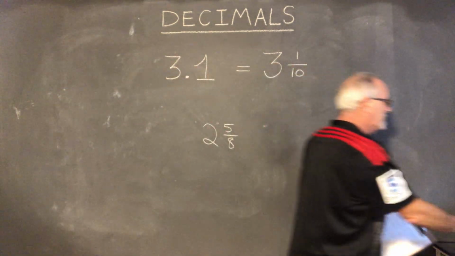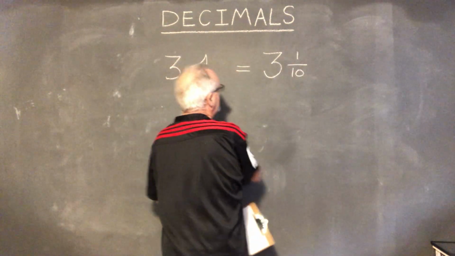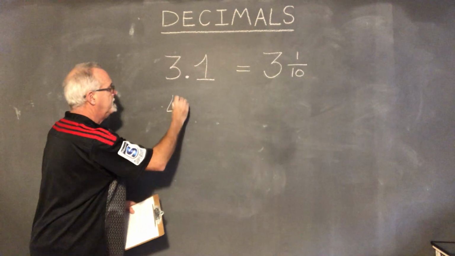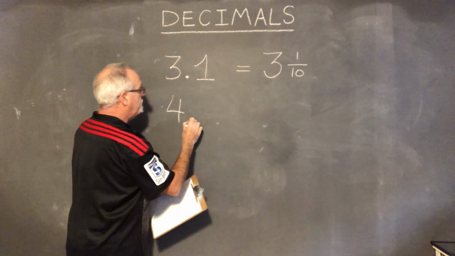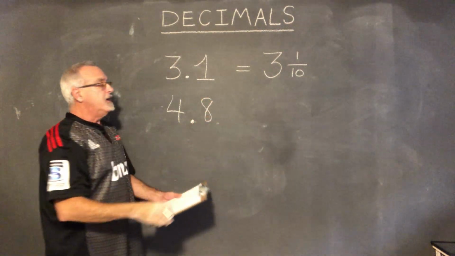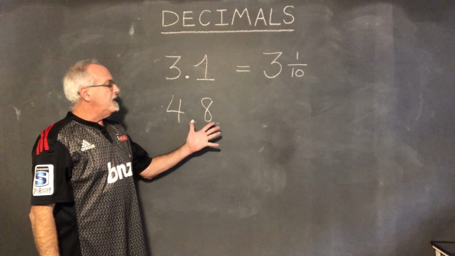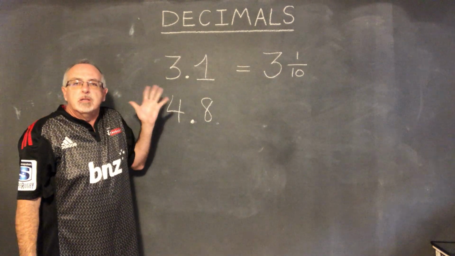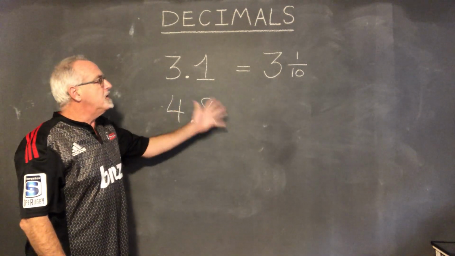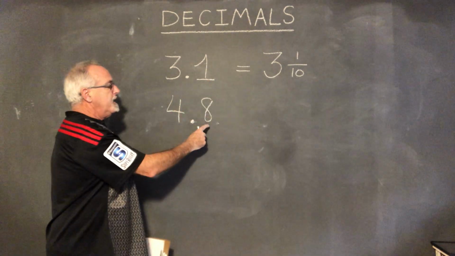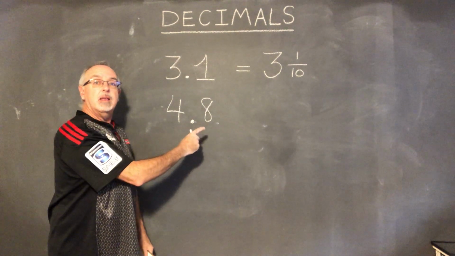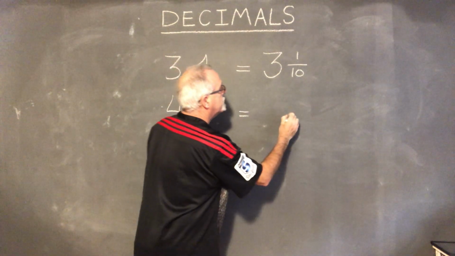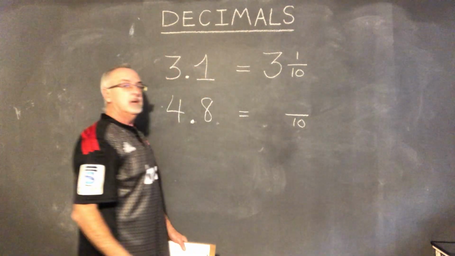I'm going to get rid of this 2 and 5/8 example. And let's do another translation of a decimal to a fraction. 4.8. We're really just doing the same thing. I've just changed which digits we have. We have a 4 and an 8 involved this time instead of a 3 and a 1. But it's still going to be the same process, because this 8 is still in the 10th position. And therefore, this is going to be another fraction that's going to have 10 as the denominator.